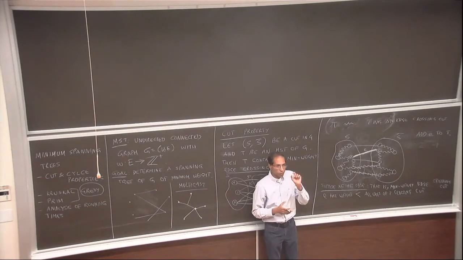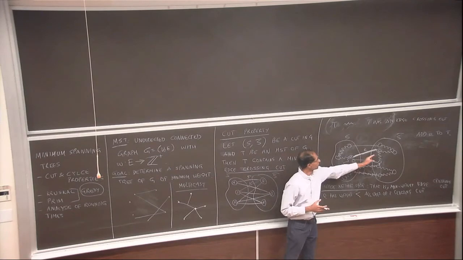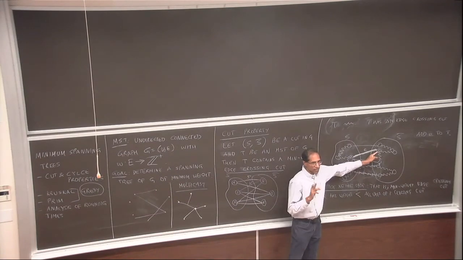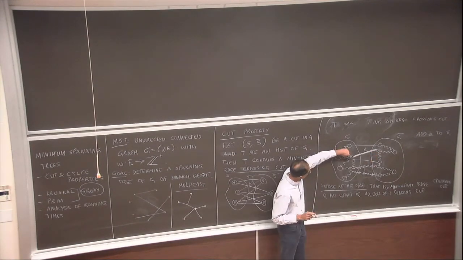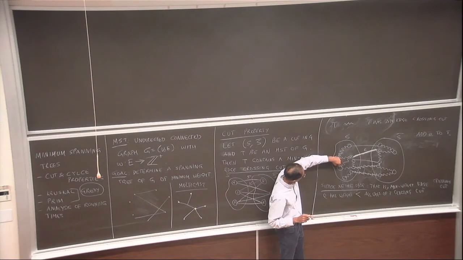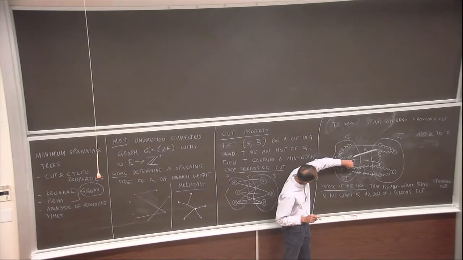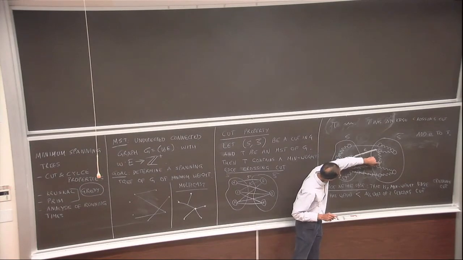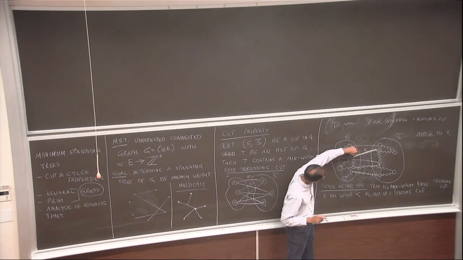Exactly. There is a unique path from U to V. There is exactly one path from U to V in T. Of course, there are lots of paths from U to V in the graph. But there is exactly one path from U to V in T. And what is that path? In this picture, assuming I've drawn it correctly, this path is this, this, this, this, this.